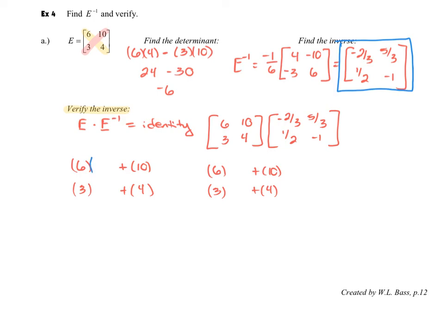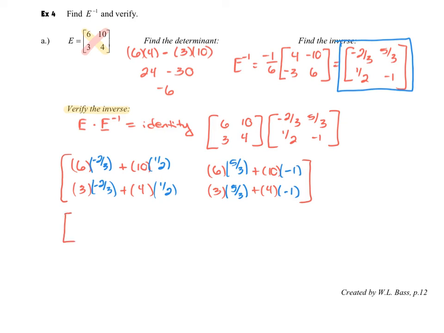So I'll have my -2/3, and I'll have my 1/2, and I'll have my -2/3, and I'll have my 1/2. And then I've got to do my other column, so I'll have my 5/3, and I'll have my -1, and I'll have my 5/3, and I'll have my -1. Very repetitive here. All right, so that gets me my expanded view of my matrix multiplication, and we can even write our middle step here.